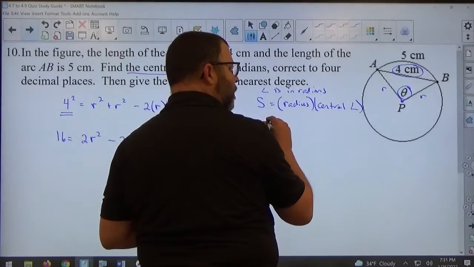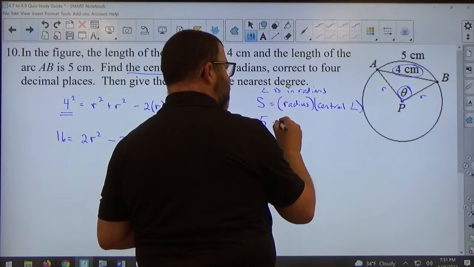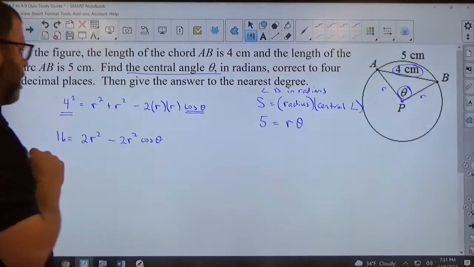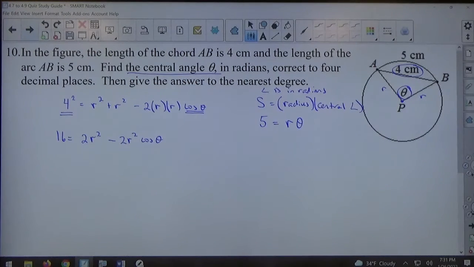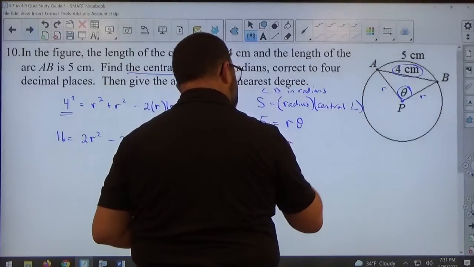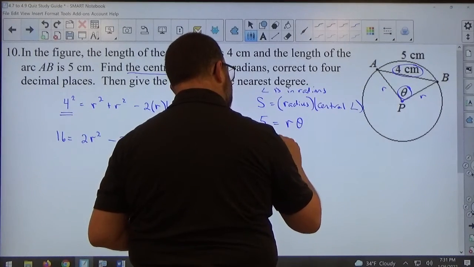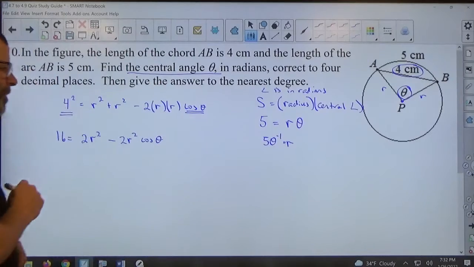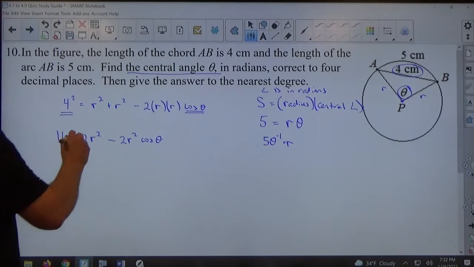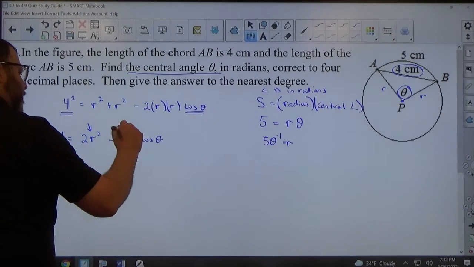In this case, the arc length 5 equals the radius r times the central angle theta. And that gives me a relationship between r and theta that's easy to work with. Here's another relationship with r and theta, not as easy to work with. So if I come over here and just solve for r, r equals 5 over theta, better known as 5 theta to the negative first power. And if I'm doing calculus, negative powers are usually easier than fractions. So 5 theta to the negative first, and I'm simply going to replace each of these r's with 5 theta to the negative first.